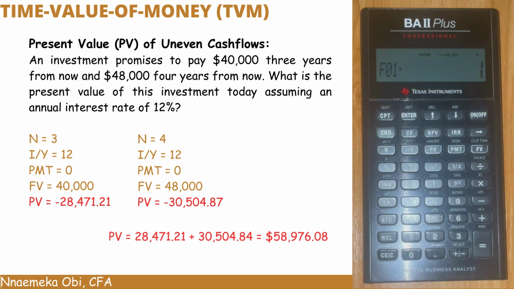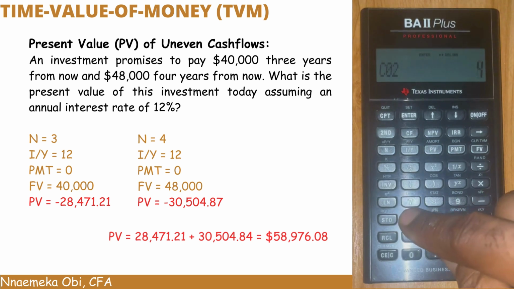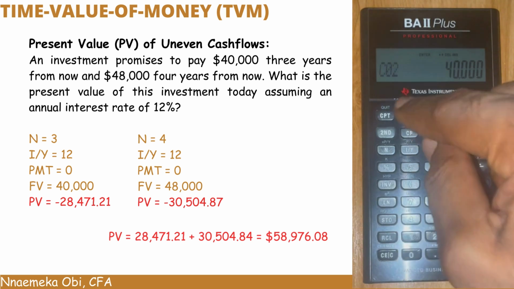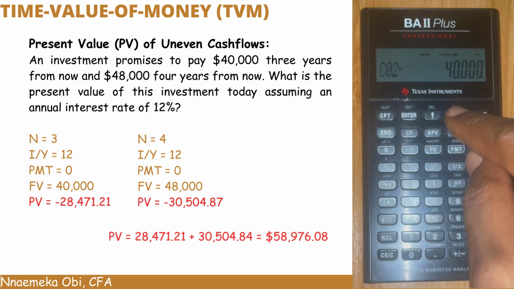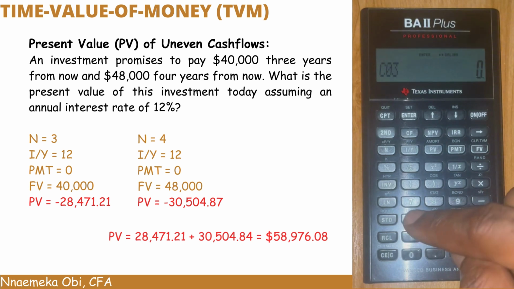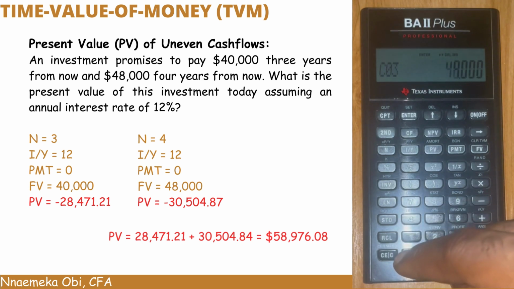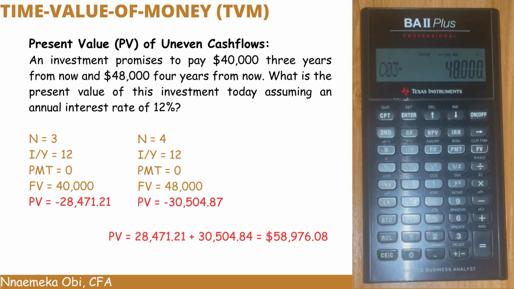Also for year 2, there is no cash flow. So we are going to change this frequency to 2. So we'll press 2, we'll press enter. We'll press arrow down. So this C02 now becomes our cash flow at time 3. So we have 40,000. We'll press enter. We'll press arrow down. We'll press arrow down again. We'll put 48,000. We'll press enter.